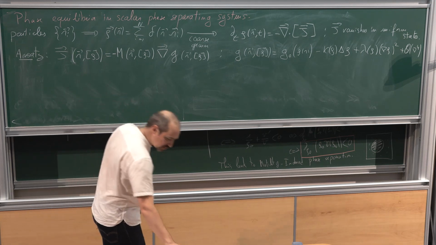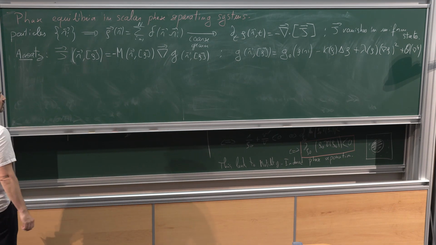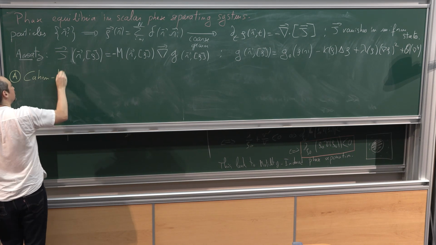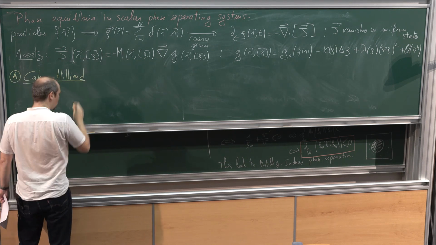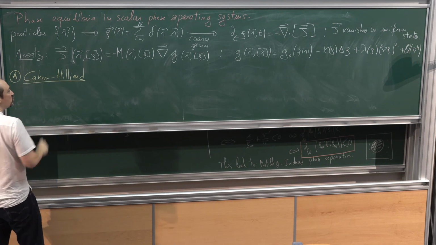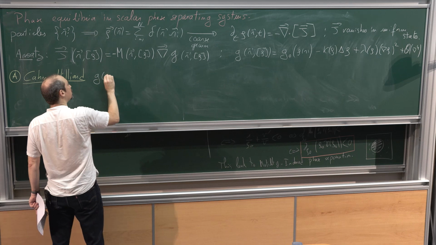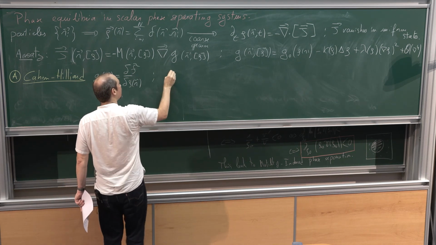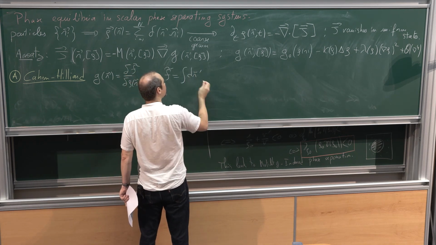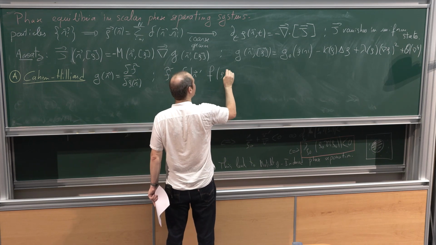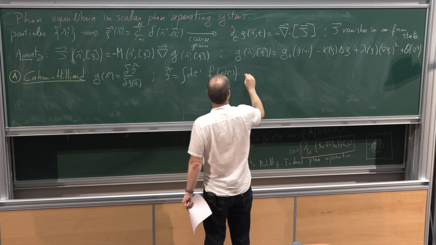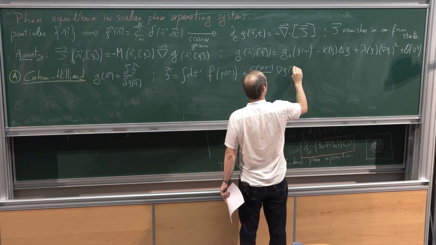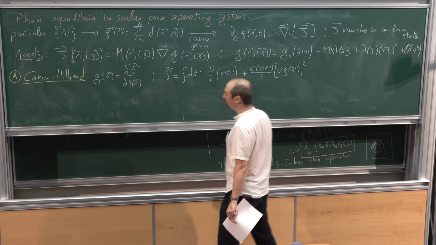Okay, so as a sanity check, let's verify that in equilibrium we can get this good form. So we look at what's called the Cahn-Hilliard equation, which is the case in which G is the functional derivative of a free energy. G of r is delta over delta rho of r of a functional F, where my functional F is the integral dr prime of some local free energy density, and then some surface tension term, C of rho of r prime over 2 grad rho of r prime squared.